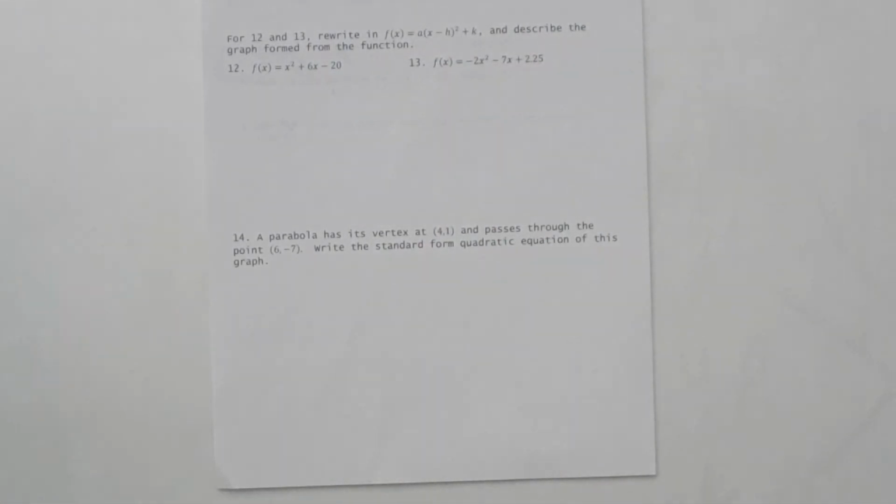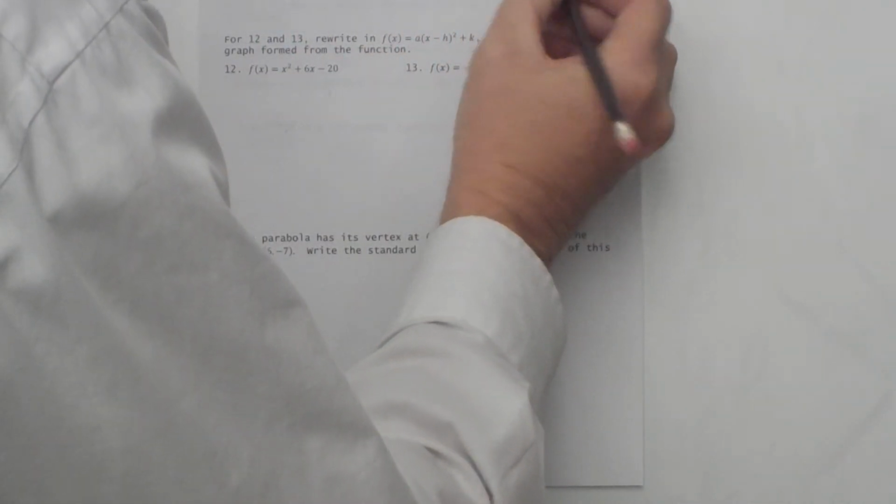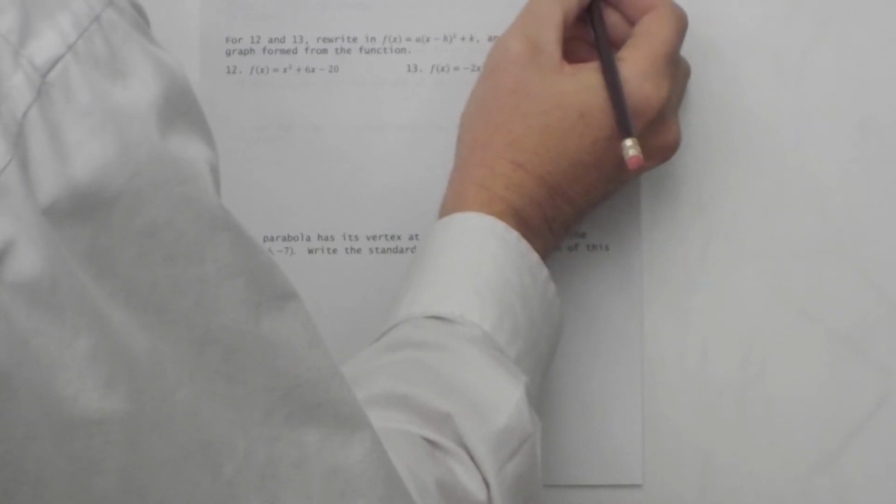All right. Next. So the next thing is describe how the graph of these two equations, each one, is related to y equals x squared. All right, well, the vertex here is at 0, 0. And this opens up. That's what y equals x squared does, and that's our standard.